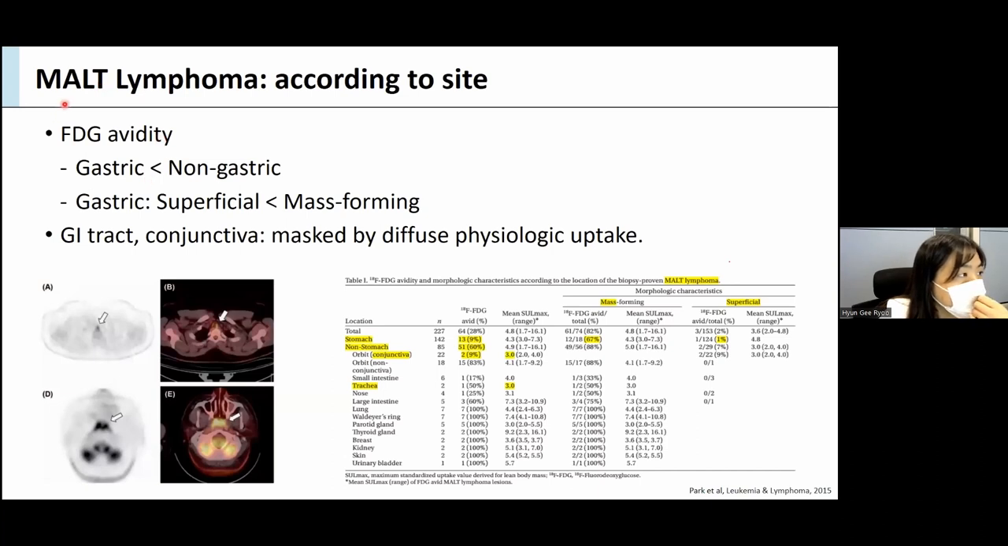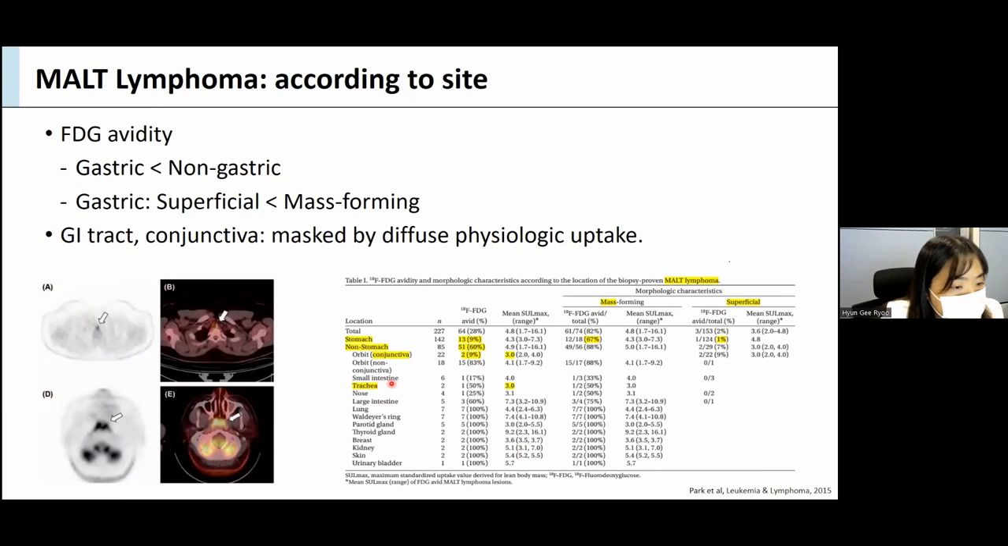And regarding MALT lymphoma, according to the site, the FDG avidity is higher in the non-gastric type, but the gastric type has low FDG avidity. And also the mass-forming type has a high FDG avidity, but the superficial type of gastric lymphoma has low FDG avidity. Also, MALToma involvement in the GI tract, or lymphoma involvement in the conjunctiva, can be masked by the diffuse physiologic uptake of these kinds of organs. So we should carefully interpret the involvement of these organs.